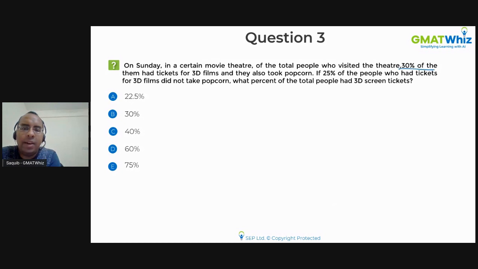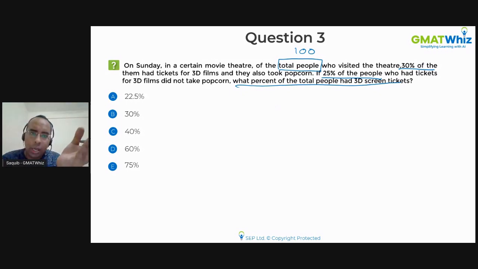First thing, obviously, you could have noticed that all the information is given in percent. The final answer is also being asked in percent, which means that you can solve this question by taking 100. So you can say all the people who went to watch the movie, let me assume that to be 100. Okay, that's the first thing. Then you can write it like this: 3D, not 3D.